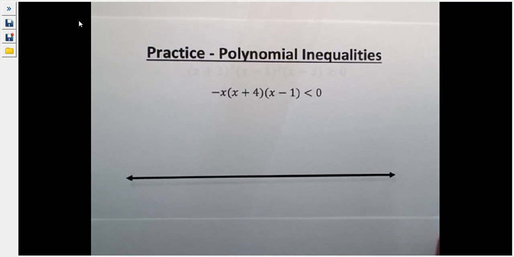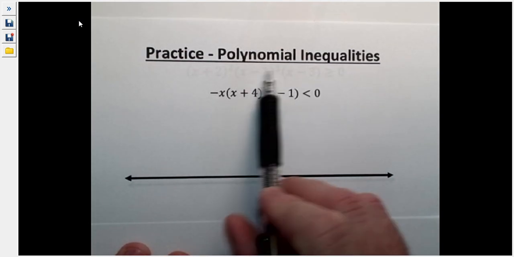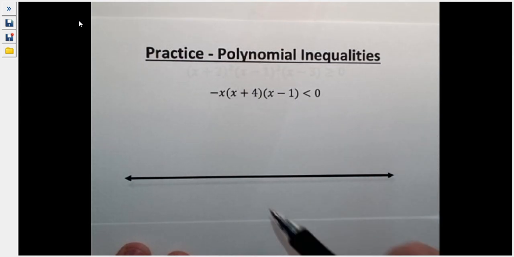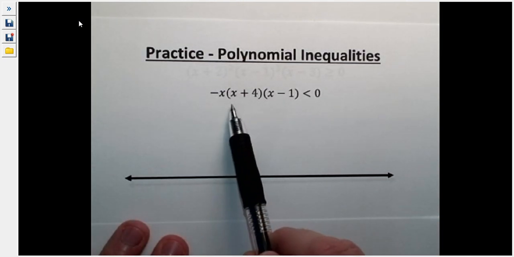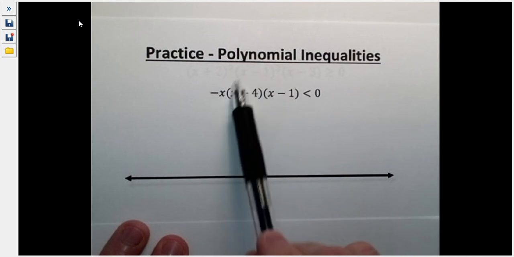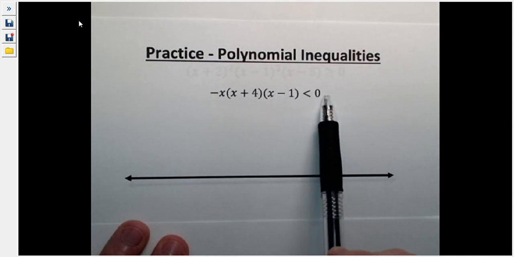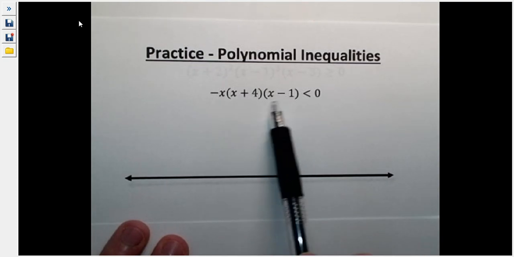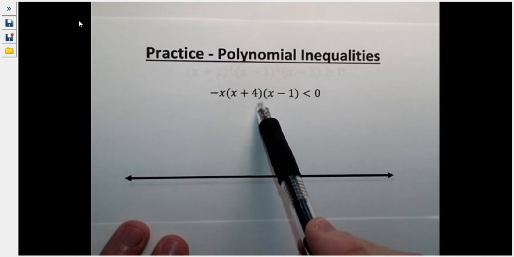Okay, so today we're going to be practicing how to find the solutions of polynomial inequalities. Basically, we need to find the solutions to this inequality. We're going to find where this is less than 0. Basically, what we're trying to do is find where this equation is negative.